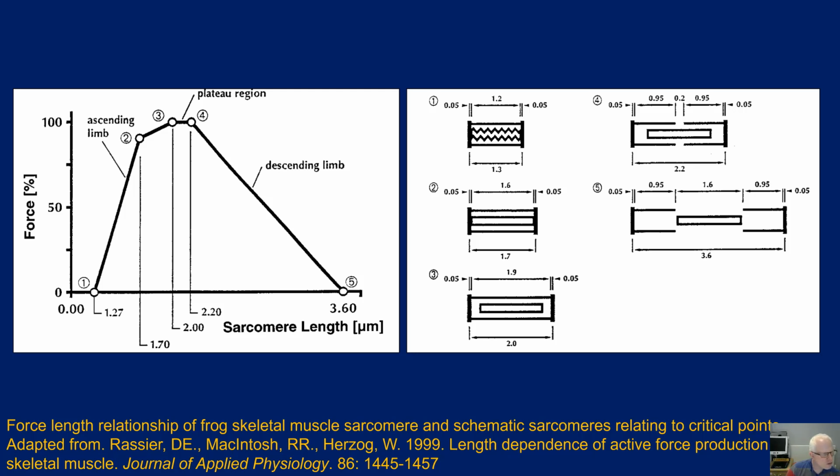Whereas at points, particularly points 3 and 4, you're getting optimal interaction between the actin and myosin filaments. You're getting almost all the myosin heads interacting with the actin filaments. The fewer myosin heads that connect to the actin filament, the less force is being produced. And that is the key.